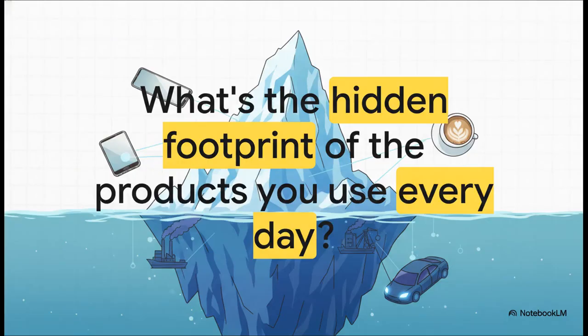So I want to leave you with a question to chew on. Now that you know how this works, now that you can see the whole iceberg, think about the stuff you use every day. Your phone, your sneakers, that coffee you're drinking. What's their hidden footprint? Once you start seeing the world in scopes 1, 2, and 3, you'll never look at things the same way again.